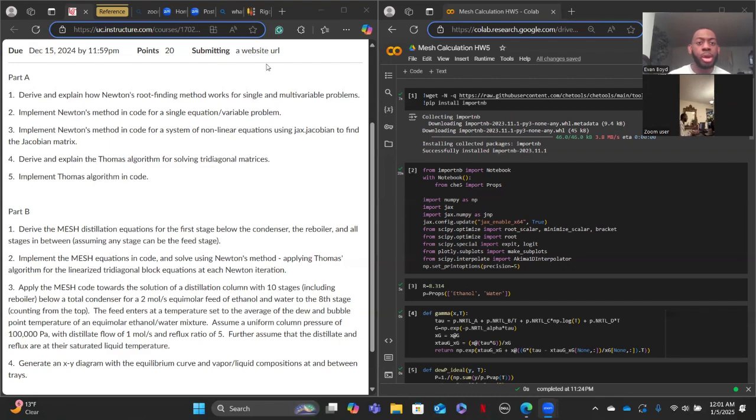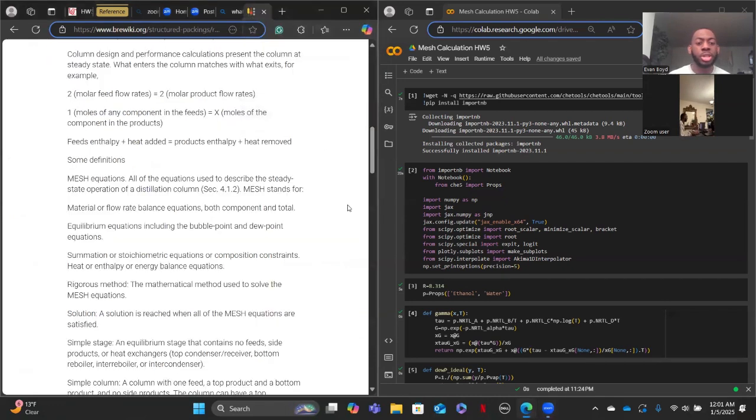Okay. And I just want to make note of what a MESH is. So for the MESH distillation column, the variables stand for: M, material or flow rate balance equations, both components and total. E stands for equilibrium equations, including the bubble point and dew point equations. S stands for summations or stoichiometric equations or composition constraints. And the H stands for heat or enthalpy energy balance equations.